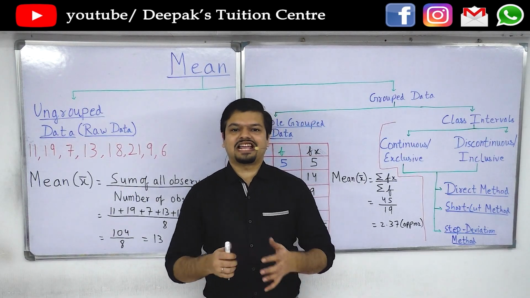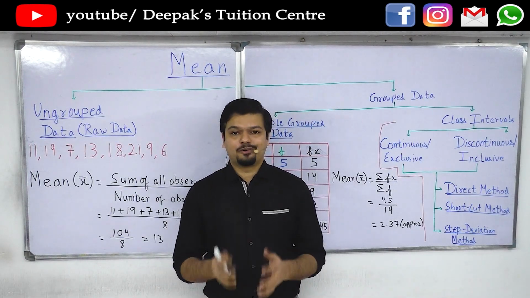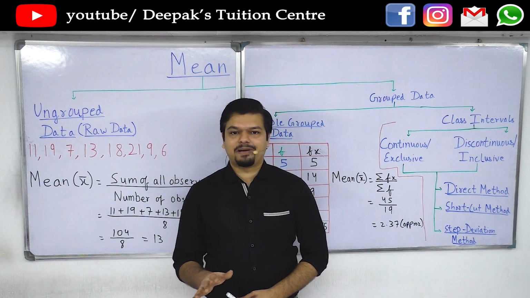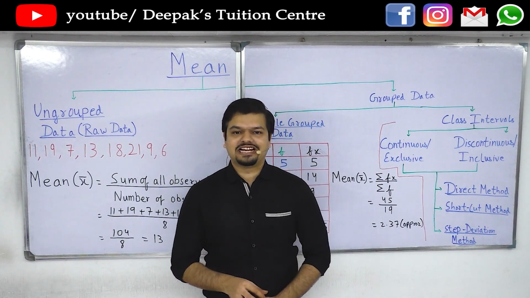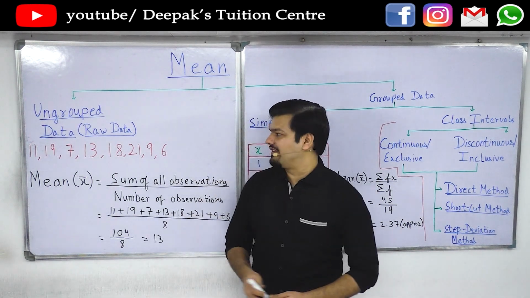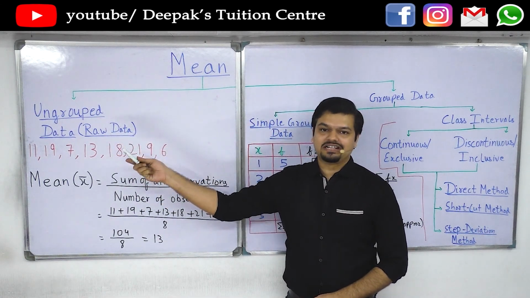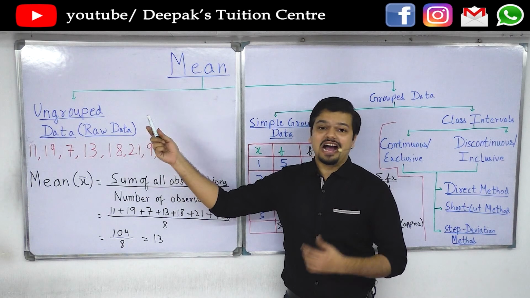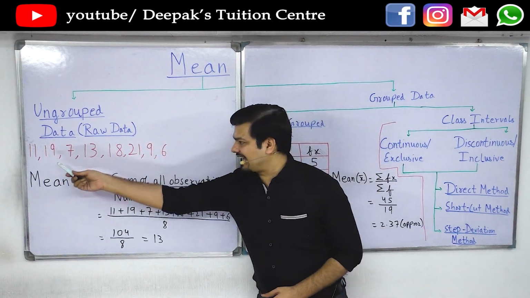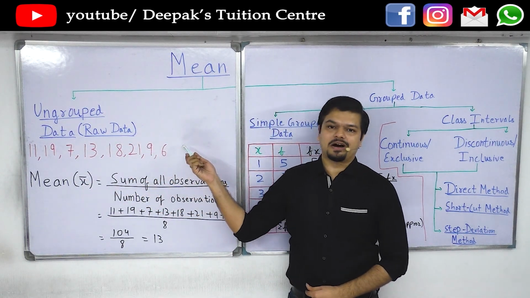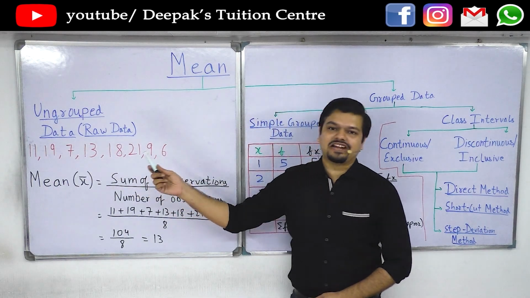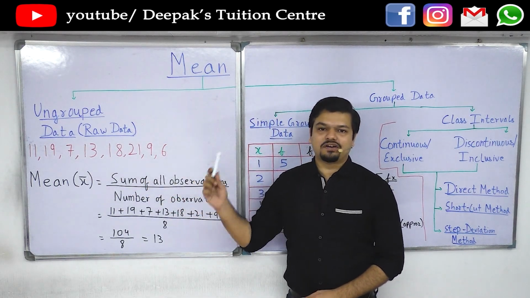We'll start with the calculation of mean. How to calculate mean completely depends on what format of data is given. The data can be given in the form of ungrouped data, or also we call it raw data. If it is given in this format, it will look like random numbers separated by commas. So there will be a lot of numbers and you will be asked to calculate the mean of these numbers.